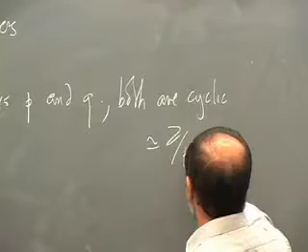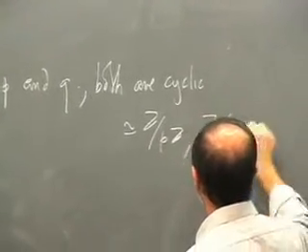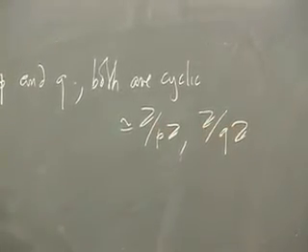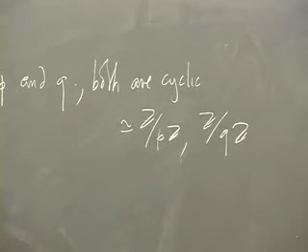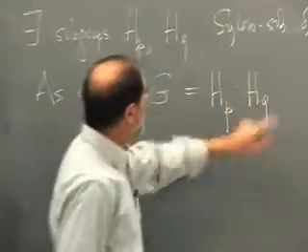Isomorphic to Z mod PZ, Z mod QZ. That's from our previous classification because they have prime order. So whatever those subgroups are, we know what they are. They're cyclic groups. Secondly, as a set, G is the product of elements HP and HQ.